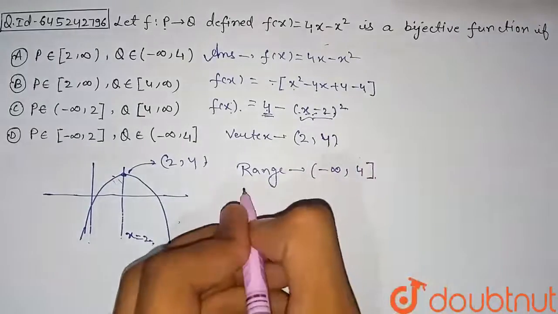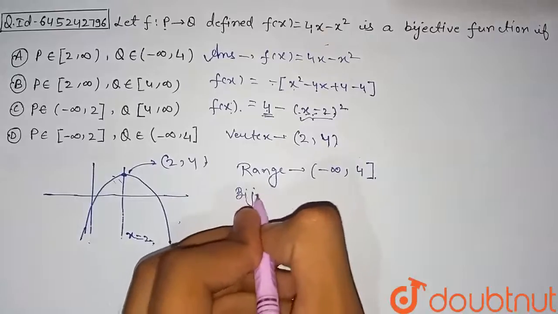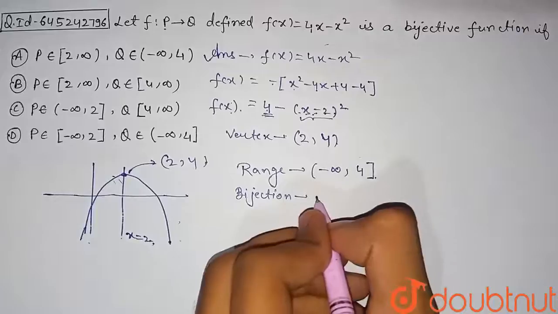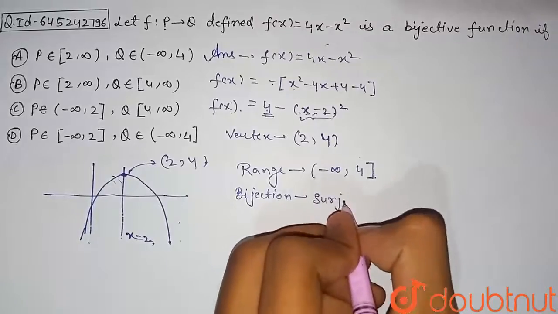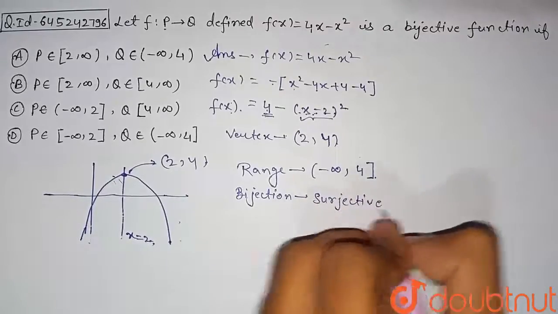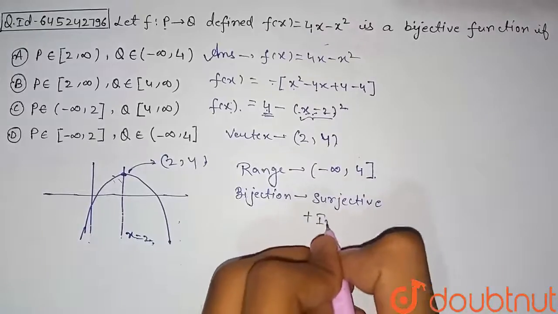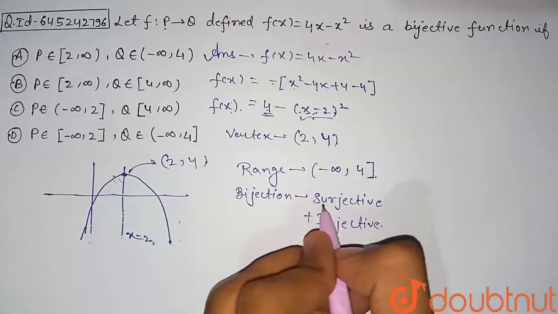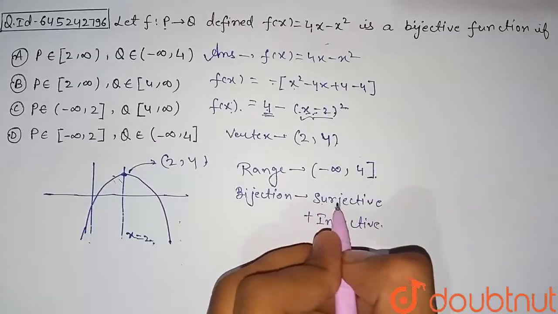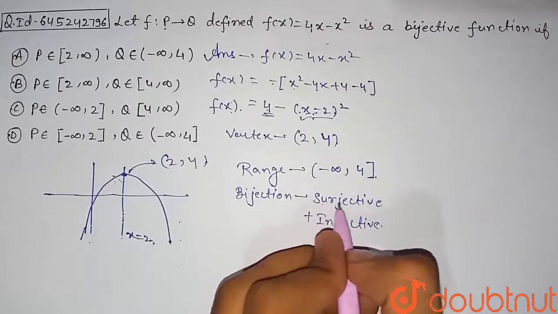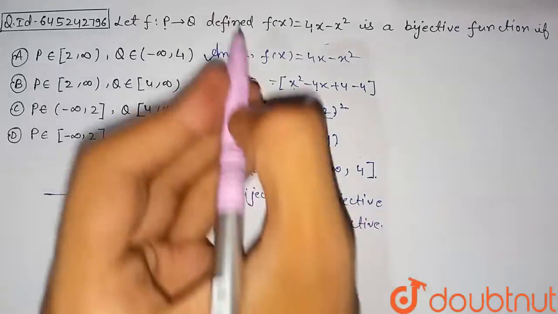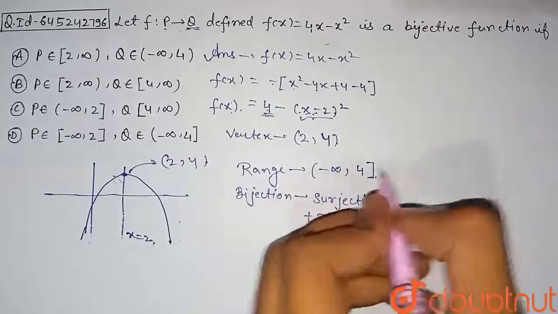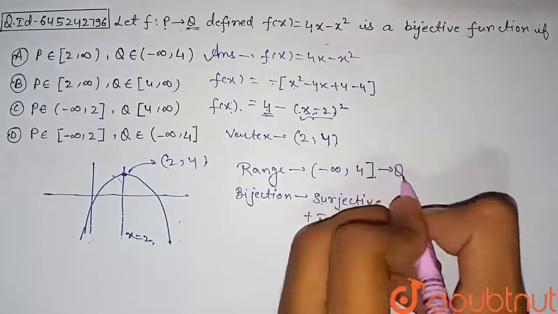For bijection, the function must be surjective and injective. Surjective plus injective is the meaning of bijection. Surjective means that the codomain of a function must be equal to its range. Here the codomain is given as Q, so the range must be equal to the codomain, and this will be the value of Q.